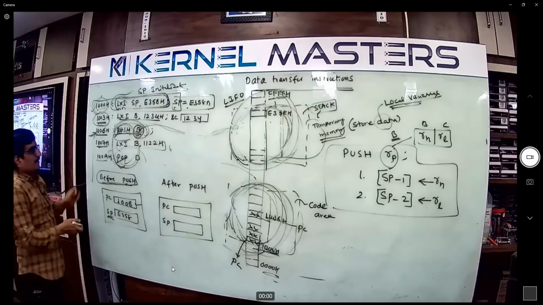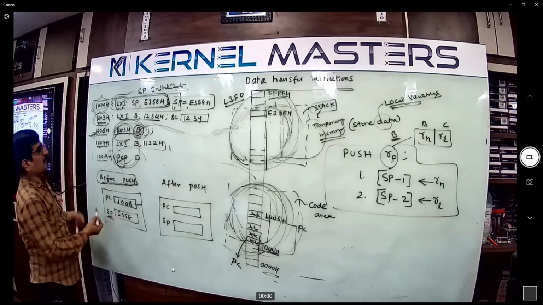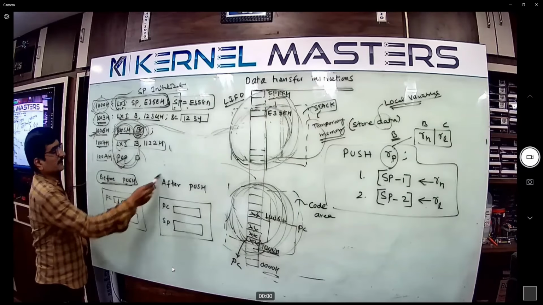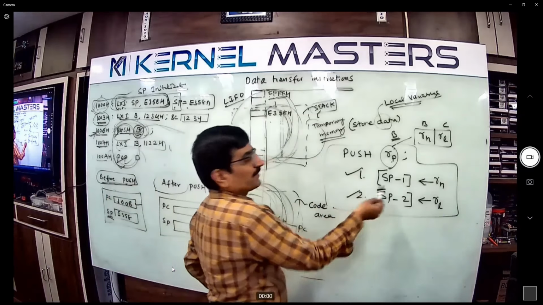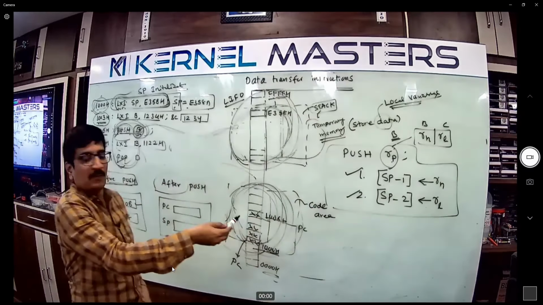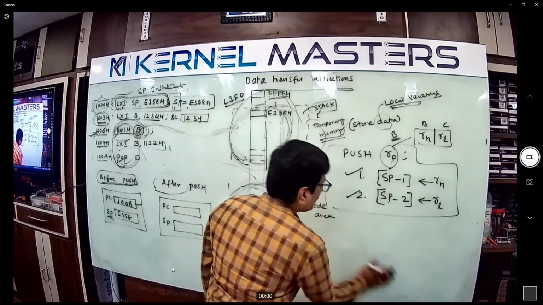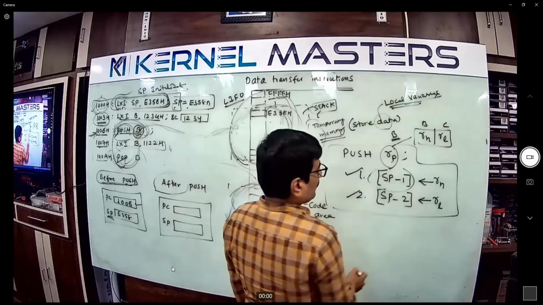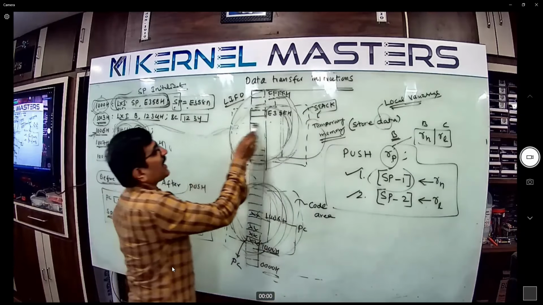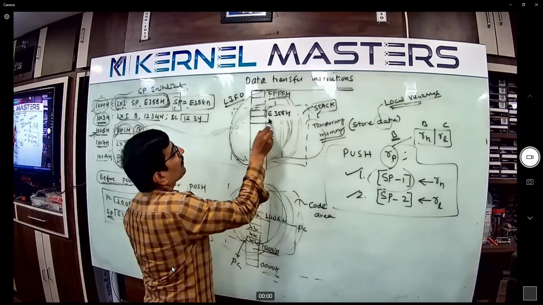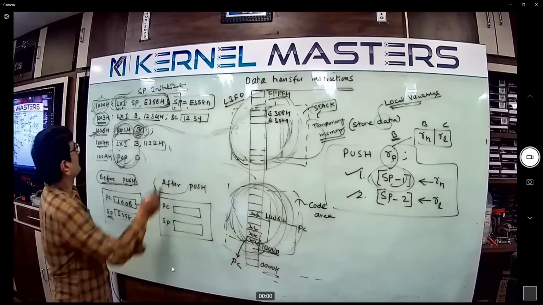Okay, next one. The stack pointer value here is E358, before the push only. Now after push, the push instruction has two steps. What is the first step? Stack pointer decrement by 1. The stack pointer value E358 decremented by 1 becomes E357. Correct now, everyone.